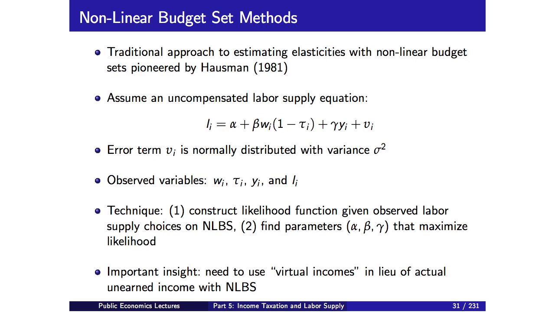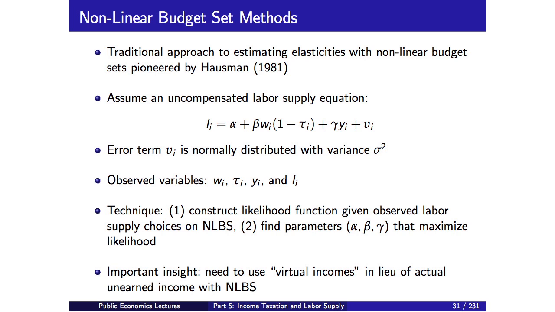So the nonlinear budget set methods pioneered by Hausman, I think, are useful to understand at two levels. First, because this is actually a sensible approach to estimating these elasticities if you buy the structural assumptions, but also because they're a good illustration of maximum likelihood methods, which we don't see very much in applied micro. And so I think it's good to just be familiar with how it works if you end up implementing such an estimator. This is like a classic example of maximum likelihood estimation.